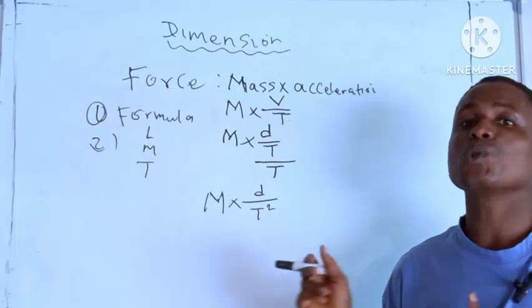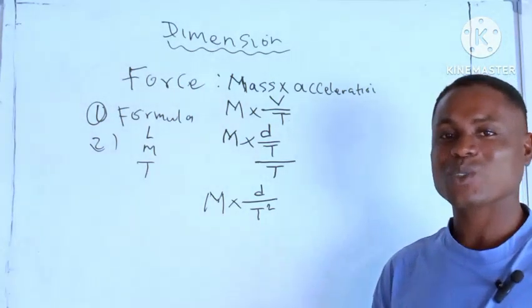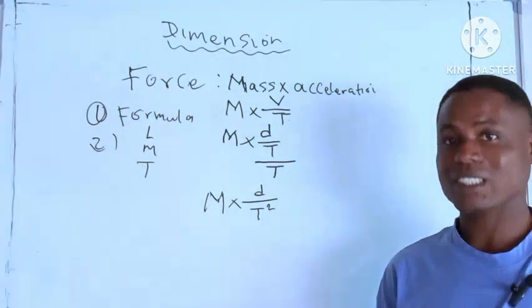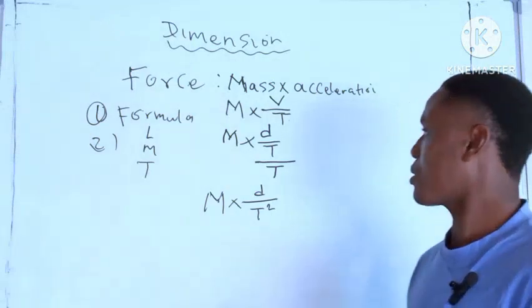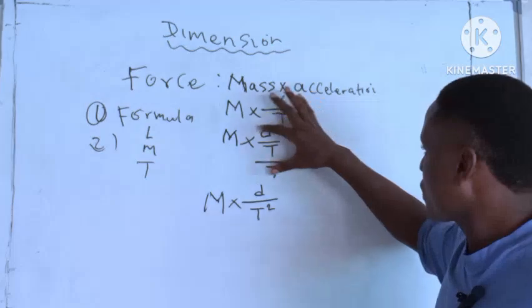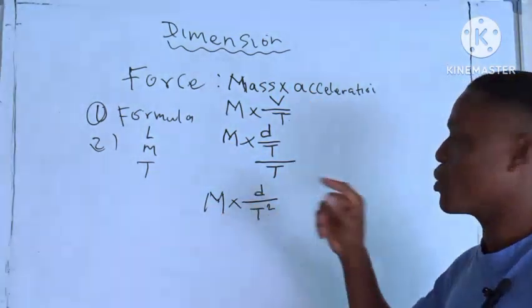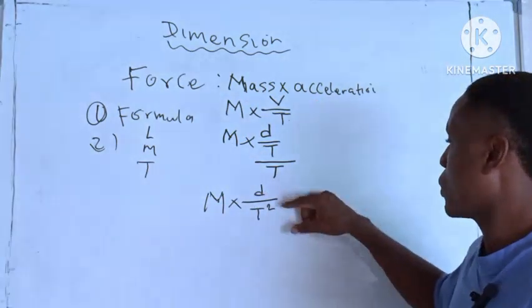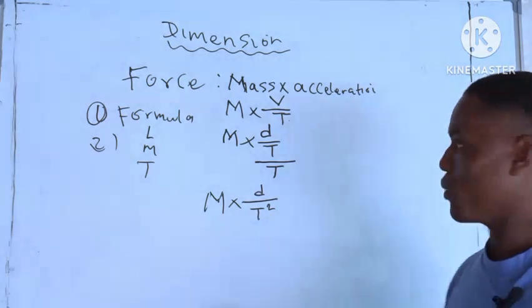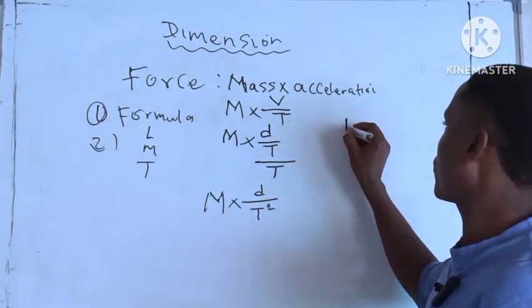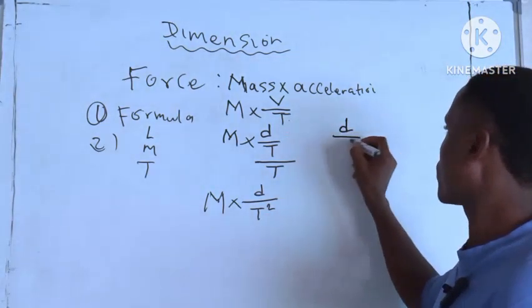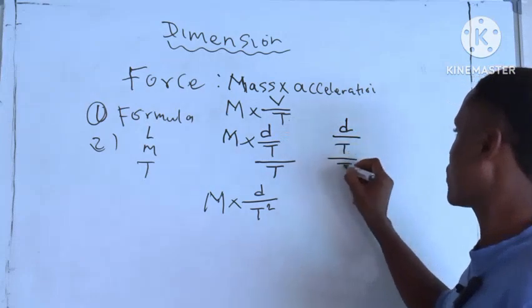I know most of you will be confused. I don't understand, no. Yes, I know you say you don't understand. Let me break it down for you to understand. This place is zigzag. Look at this m. The m is here. So I want to explain how we got this d all over t square. Let me write it out: d all over t all over t.